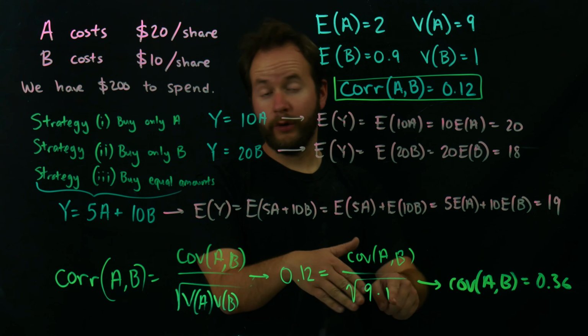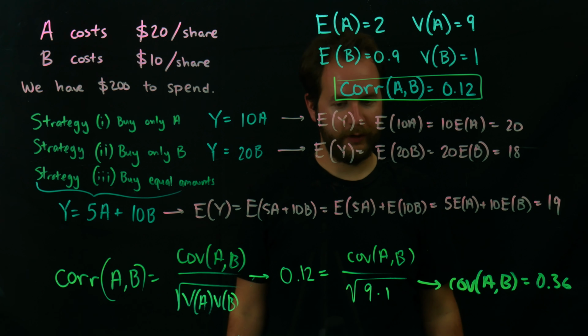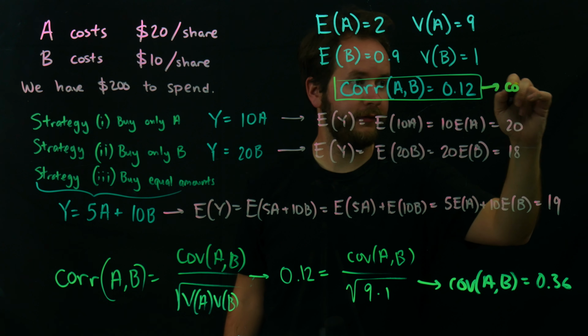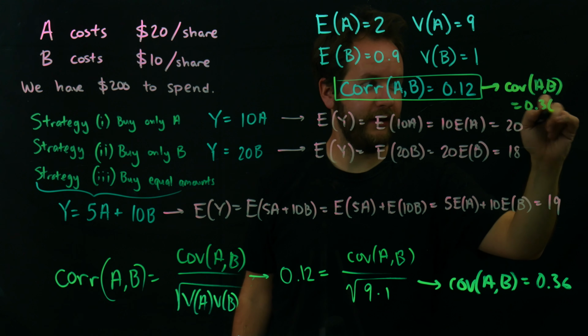Taking the square root of 9, that square root of 9 is 3. 3 times 0.12 is 0.36, so that gives our covariance between A and B. Let's write that up here because we actually are going to use that. Covariance is 0.36. We're going to need that a bit later.